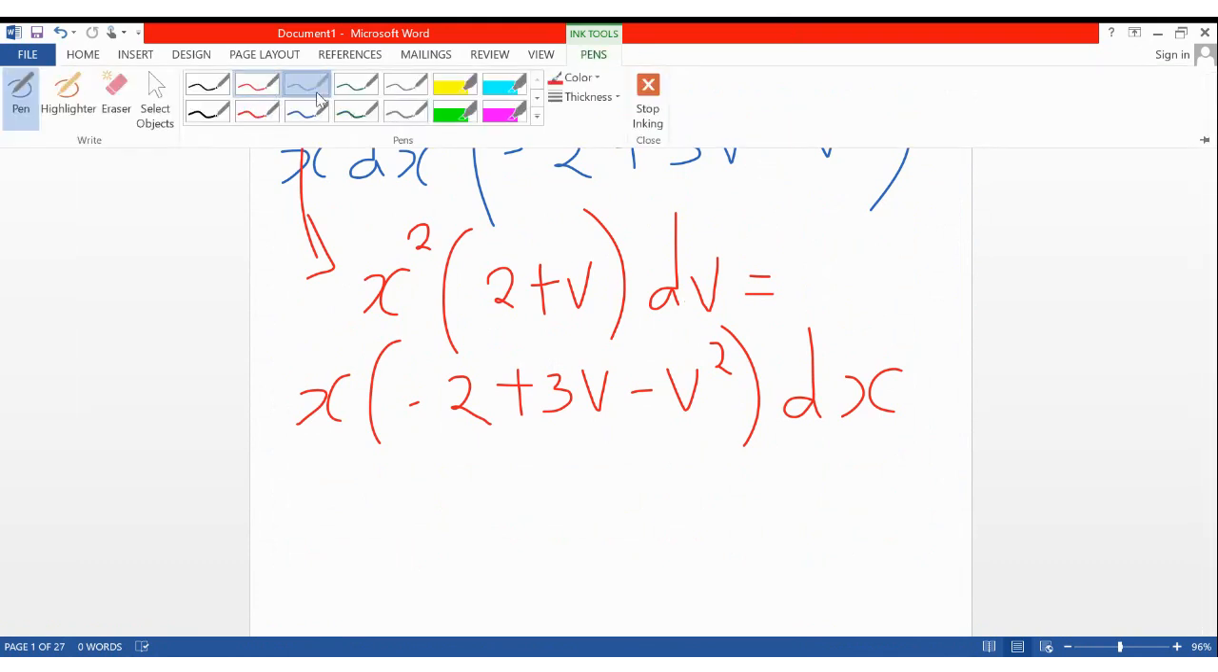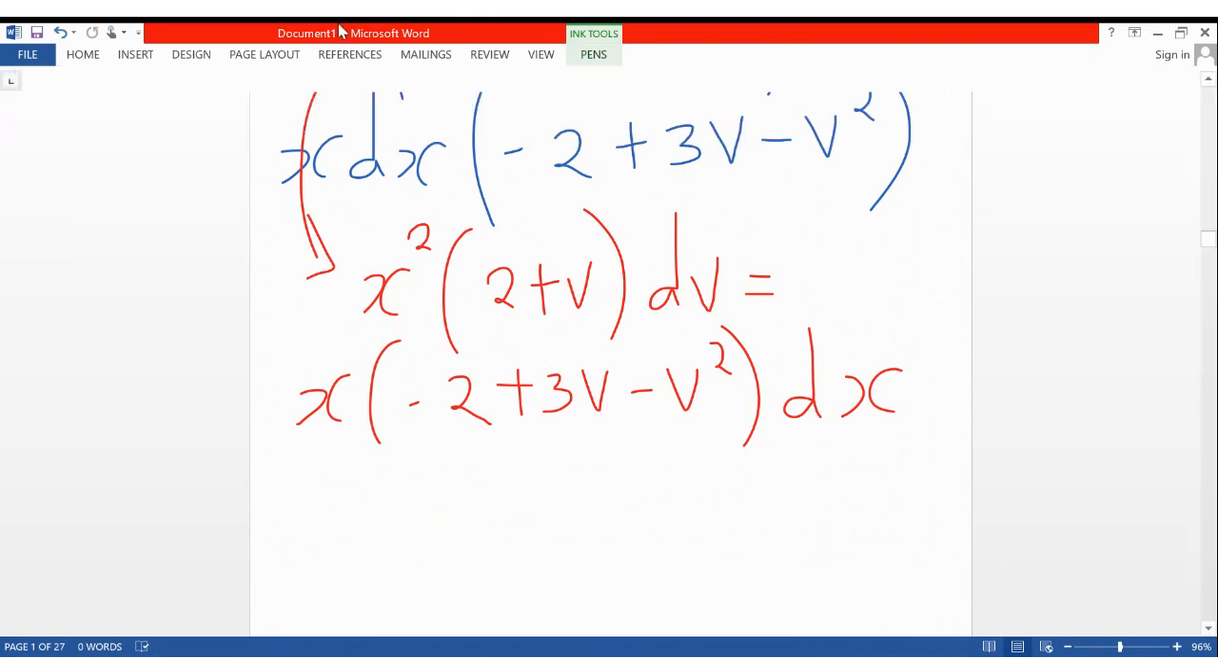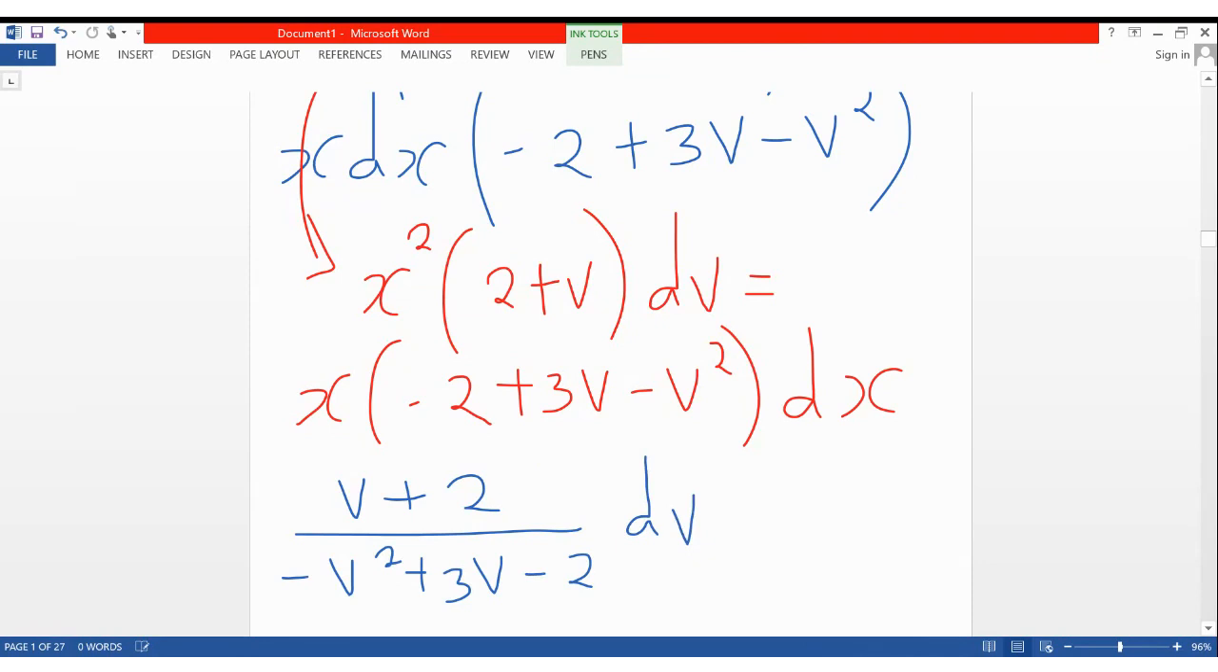So I'll have here v plus 2 will remain that side, all over negative v squared, I'm rearranging it, plus 3v minus 2. And then here dv is equal to dx over x. That's what I'm getting, because you have minus 3 plus 3 minus 2.